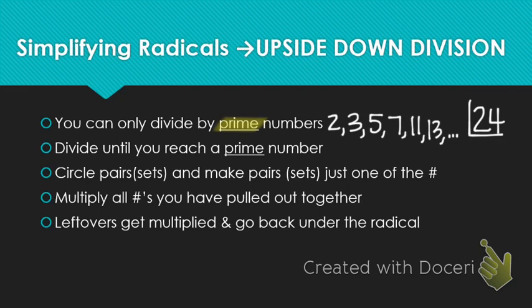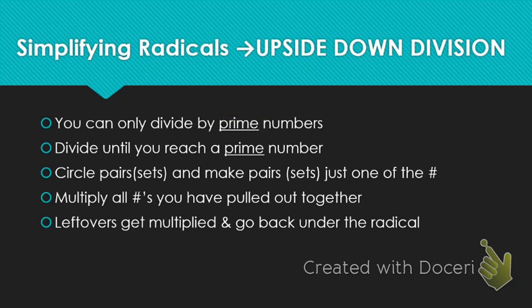Fourth thing we're going to do, we're going to multiply all those numbers, all those pairs that we have found. We're going to multiply those numbers together, and that is what's being pulled out from underneath the radical. And then any leftovers get multiplied, and they go back under the radical. Now, you all said that you've learned this, so this should all be just a quick review. But let's go straight into example 1.